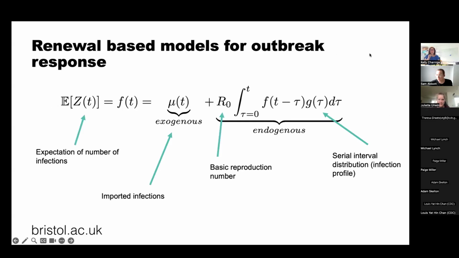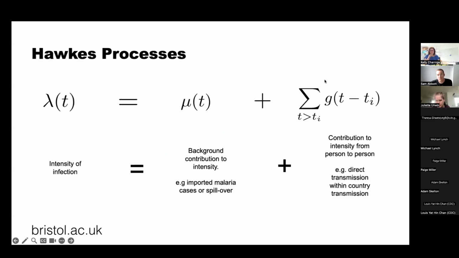For those of you who are familiar with renewal-based methods, this is like the methods behind EpiEstim and EpiNow2, this kind of renewal equation. Quite often it doesn't have these importations, although I'm sure Sam can tell me exactly what's in EpiNow2, whether you have this idea of a background, exogenous imported term. But there we have an integral, whereas in the Hawkes process we have the summation, and this term here, f of t minus tau times your serial interval, is represented by your kernel.